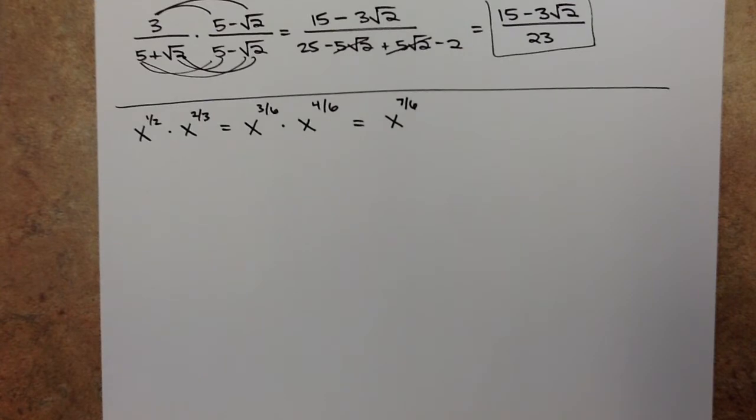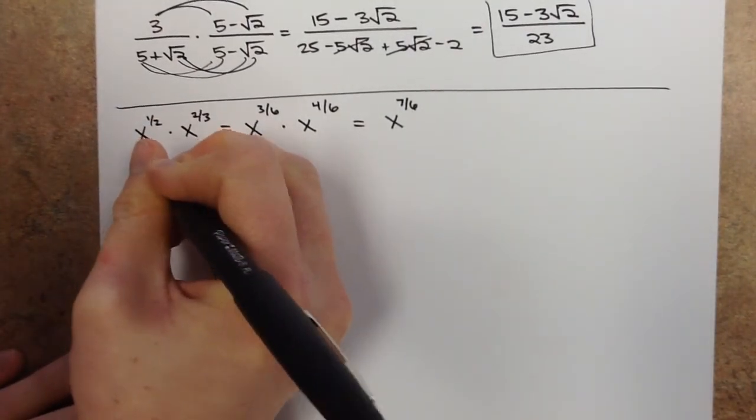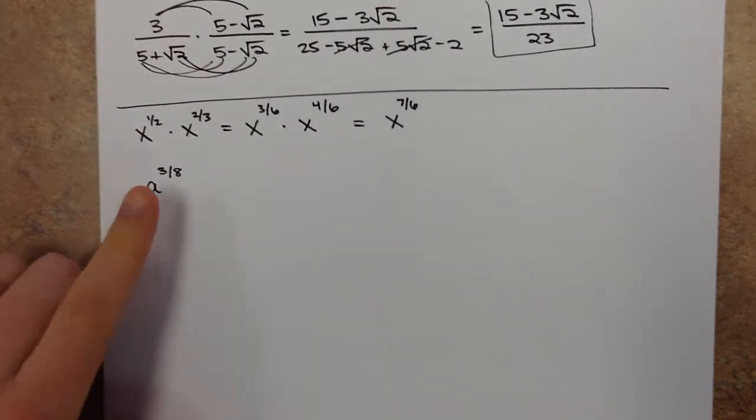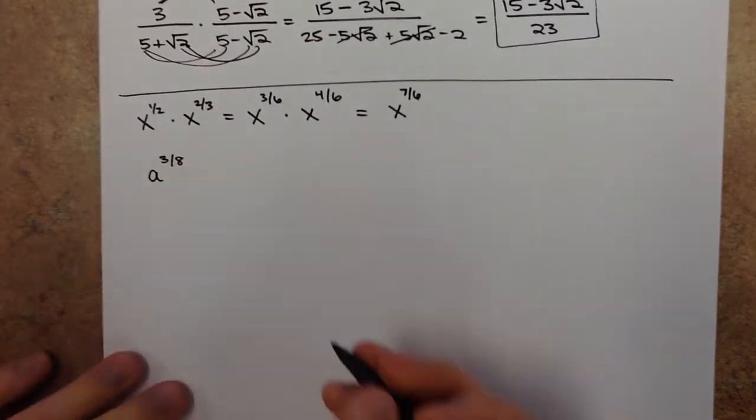Okay? Some of the other things that we did in this section were kind of simplifying between forms. So let's say that I gave you like an a to the 3/8 or something like that. This is called exponent form, where you literally have your power written as an exponent like this.